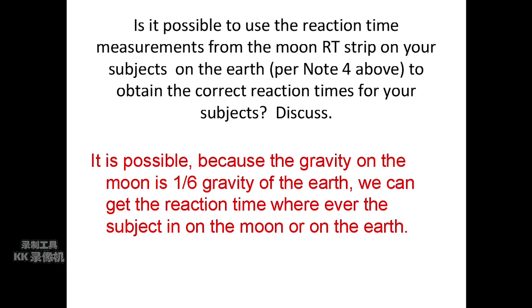Is it possible to use the reaction time measurements from the Moon reaction time strip on your subjects on the Earth? Per note 4 above, to obtain the correct reaction time for your subject, discuss. It is possible because the gravity on the Moon is 1/6 of the gravity of the Earth. We can get the reaction time whether the subject is on the Moon or on the Earth.